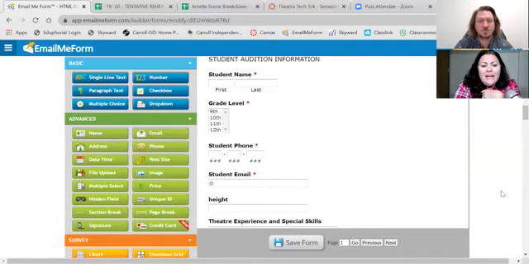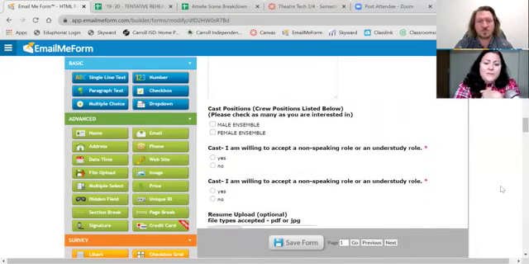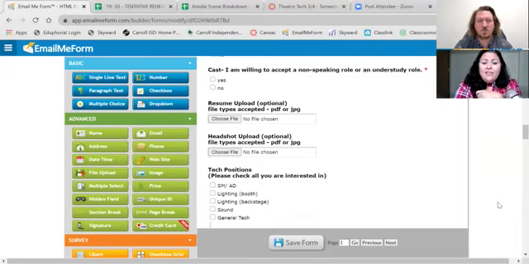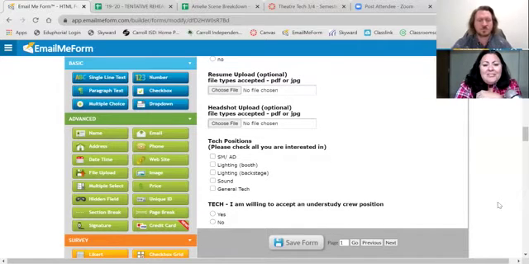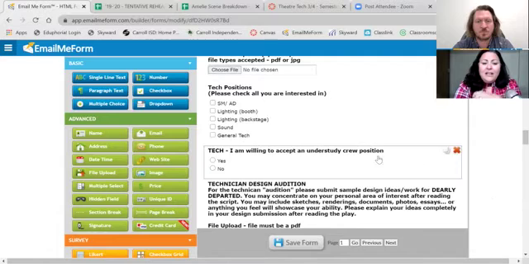So I've got name, grade level, student information, special skills. For one act, they're only allowed to pick male or female ensemble because we want people who are willing to do whatever we need them to do. They do have an optional resume and headshot upload section. They can tell us the tech positions they're interested in if they're a technician.